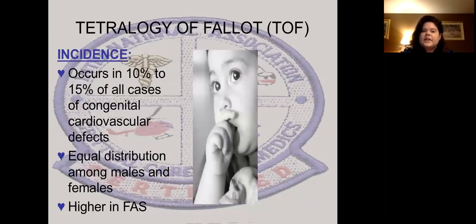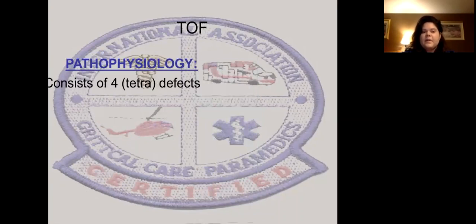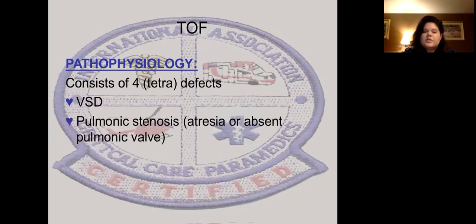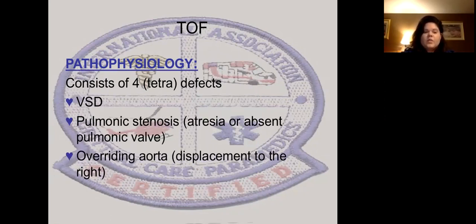And then you have your tetralogy of Fallot, and it is equally distributed among males and females, and it occurs in about 10 to 15% of all cases of congenital cardiovascular defects. The patho of this: tetra is 4, so 4 defects. You have your VSD, pulmonic stenosis, your overriding aorta, and right ventricular hypertrophy.